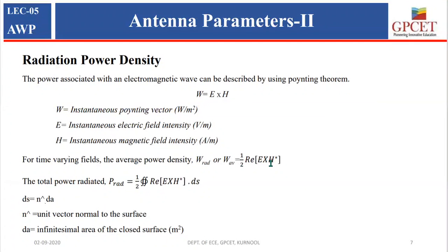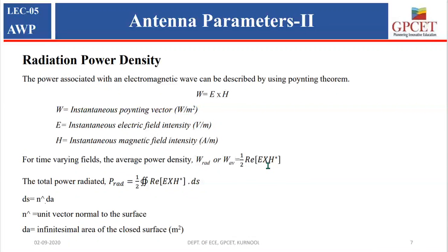What is the difference between this W and W_RAD? This W will give you the power at a point. This is a general expression. Suppose these electric and magnetic fields are time varying fields, that means these fields are changing with space coordinates and time, then we can compute the power density at that point. That density is equal to 1 by 2 times the real part of E cross H.